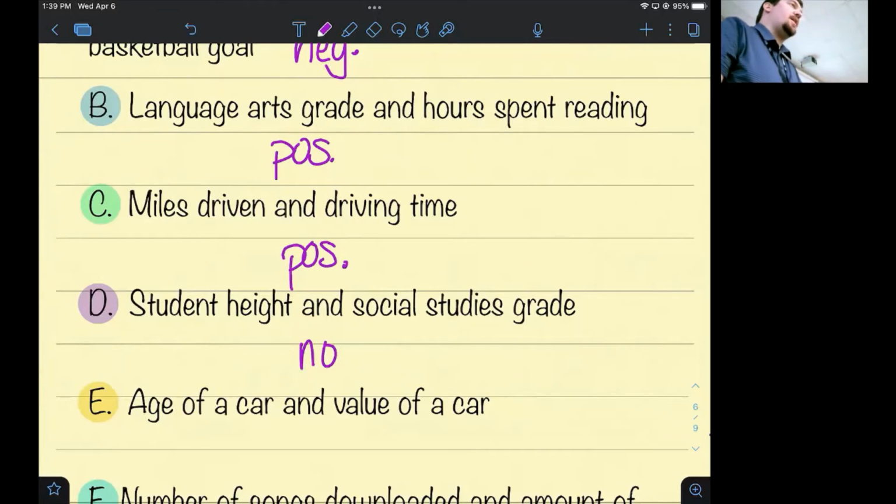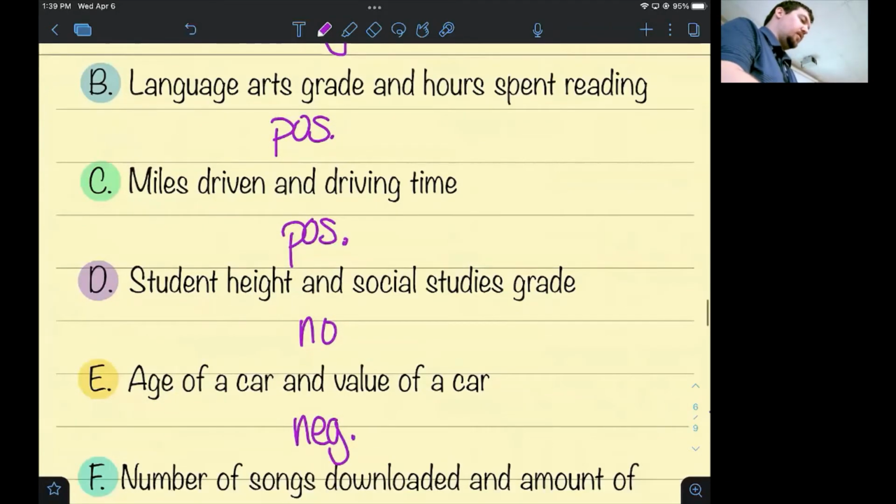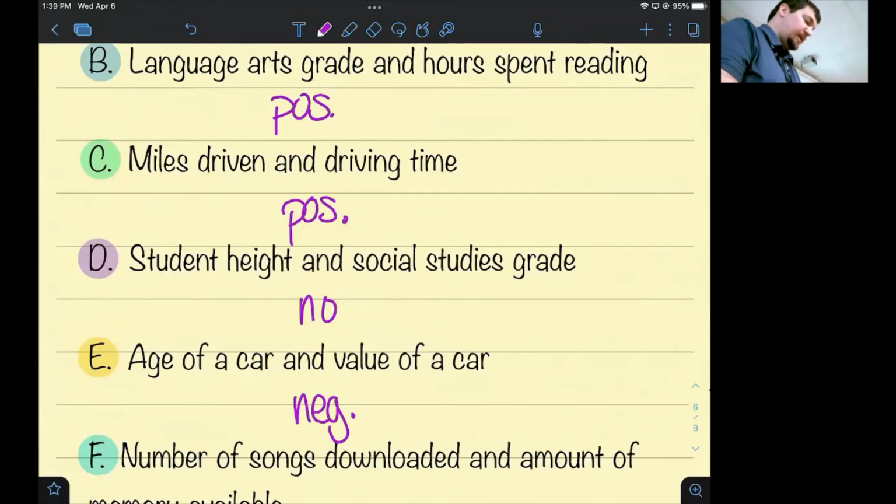The age of a car and the value of the car. As the car increases in age, it's going to decrease in value. So it is a negative correlation. Obviously, there are a few outliers with cars that are older, but also much more expensive.